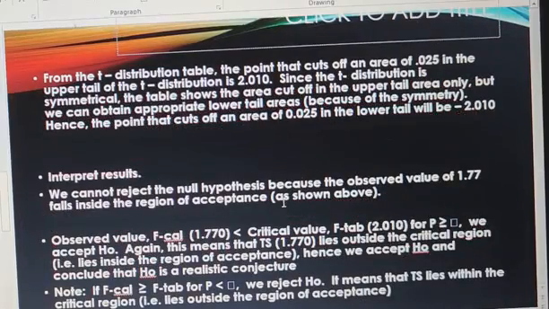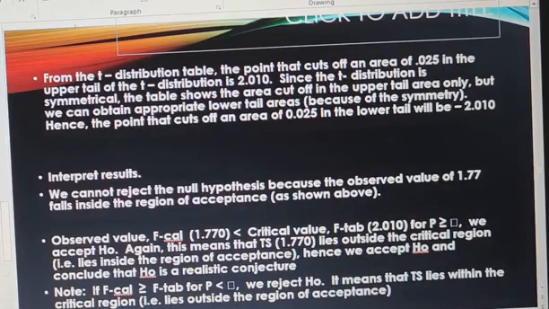Interpret results. We cannot reject the null hypothesis because the observed value of 1.77 falls inside the region of acceptance, as shown above. Observed value, t-cal, 1.770, critical value, t-tab, 2.010, for p greater than or equal to, we accept H0. Again, this means that the test statistic, 1.770, lies outside the critical region, i.e. lies inside the region of acceptance, hence we accept H0 and conclude that H0 is a realistic conjecture.